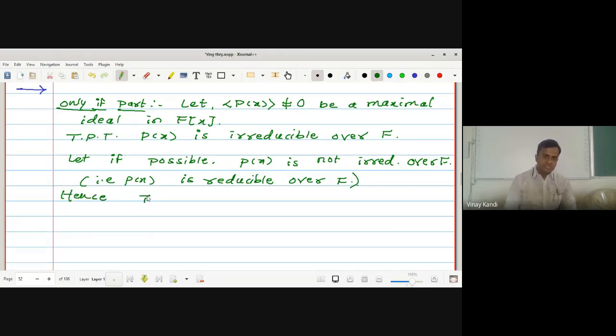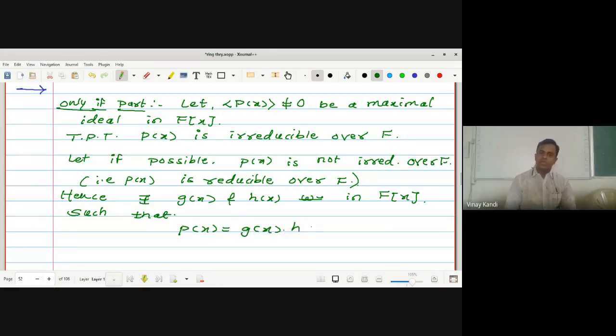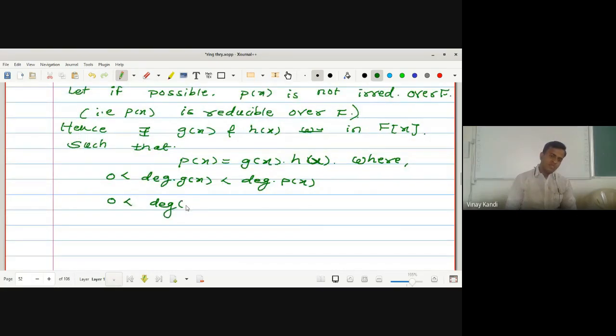Hence, there exists G of X and H of X in capital F of X, that is the ring of polynomials, such that P of X is equal to G of X into H of X, where 0 is less than degree of G of X, which is less than degree of P of X, and 0 is less than degree of H of X, which is less than degree of P of X. So this is the definition of reducible over F.